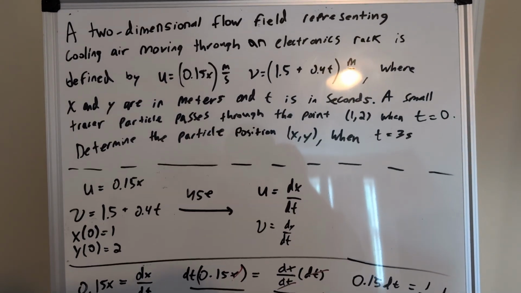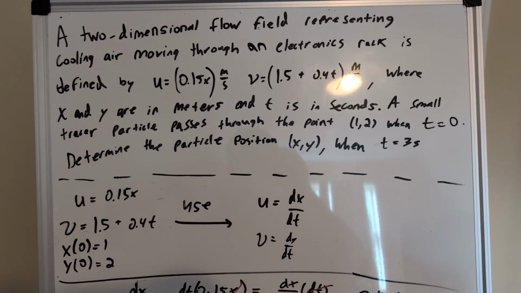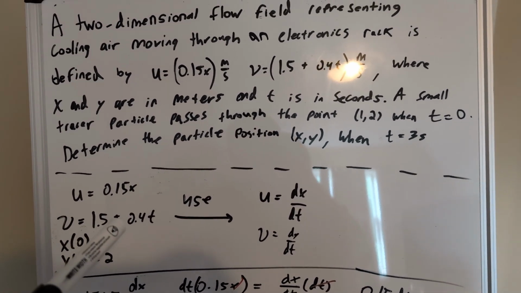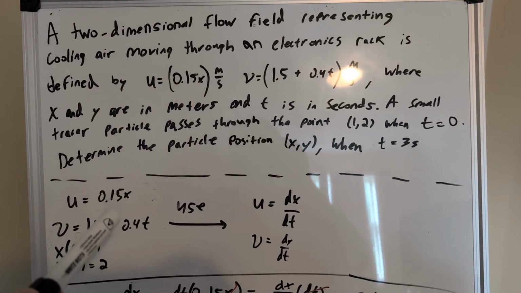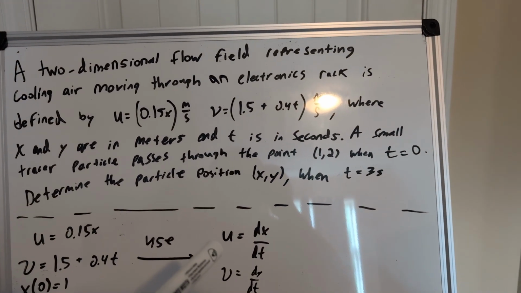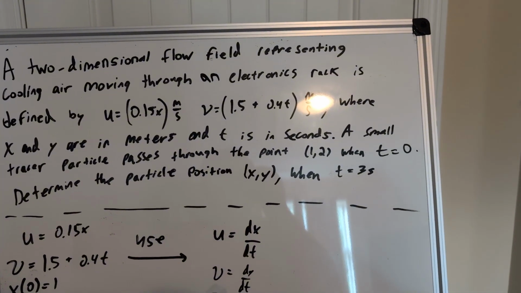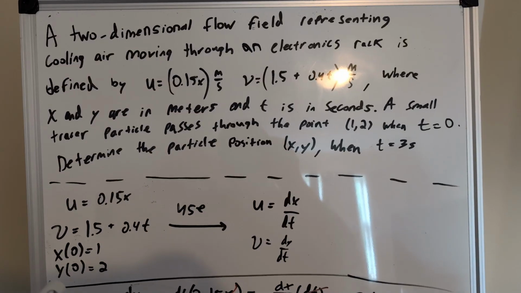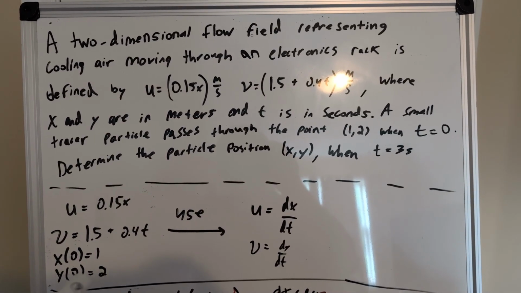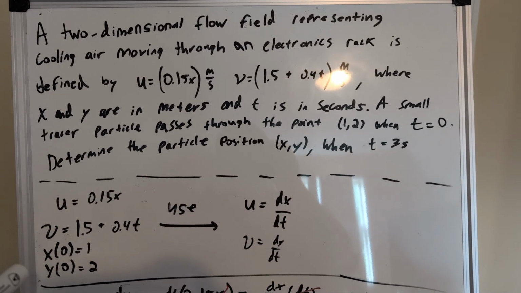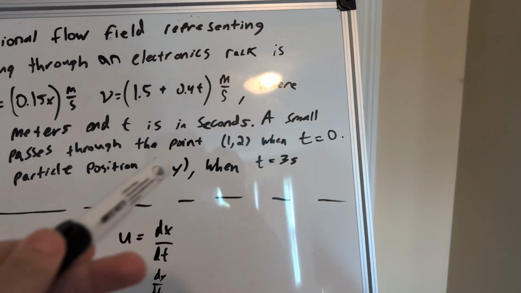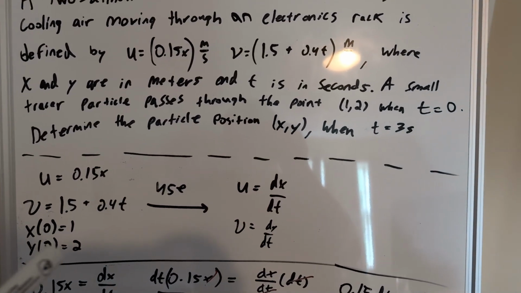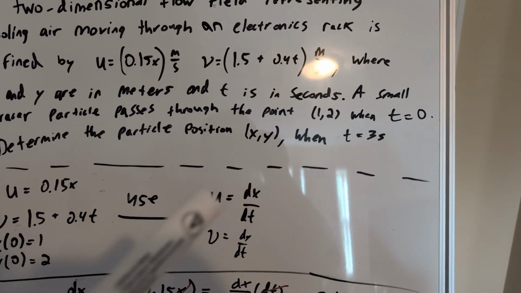It's always good to start by labeling out the given information. We have u equals 0.15x, v equals 1.5 plus 0.4t, and we're going to use the formulas u equals dx over dt and v equals dy over dt. Also, our initial conditions given by the problem are x at 0 is equal to 1, y at 0 is equal to 2, and these come from this sentence here, passes through the point (1, 2) when t equals 0: x is 1 and y equals 2 when t is equal to 0.